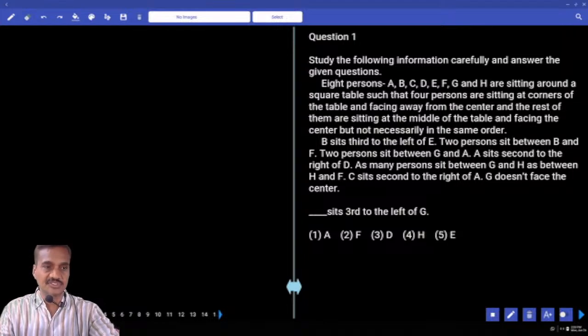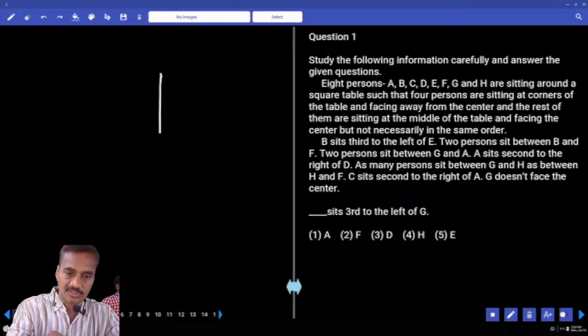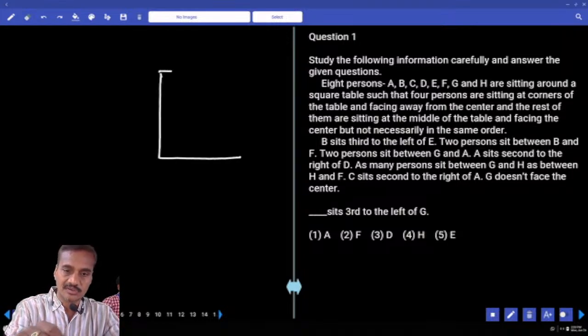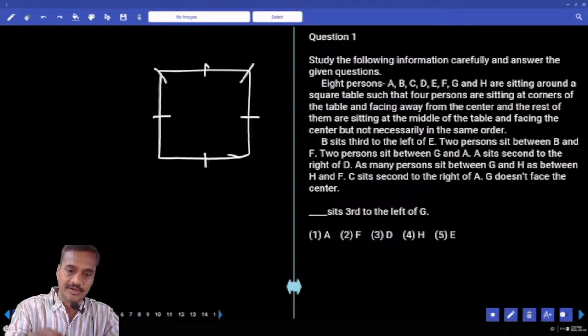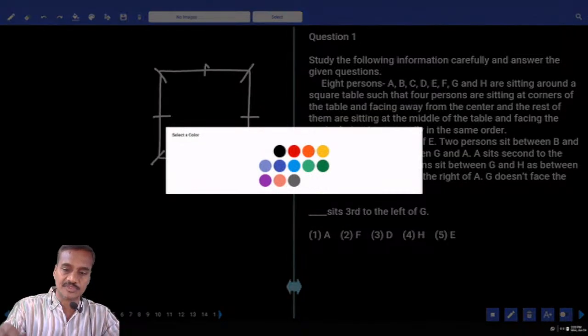Now these 8 persons are seated around a square table. And a square table always comes under the first priority, isn't it? Because alternate persons are facing the same direction. Hence, 4 persons are at the centers and 4 at the corners. And the ones sitting at the corners of the table are facing away from the center.